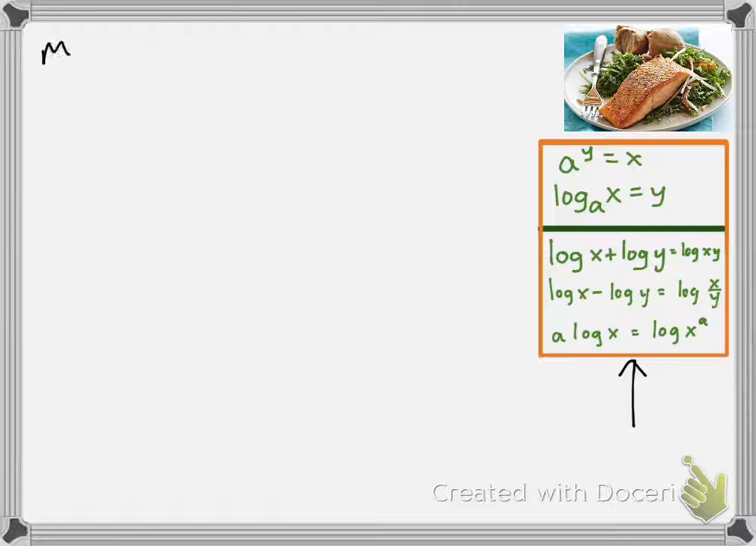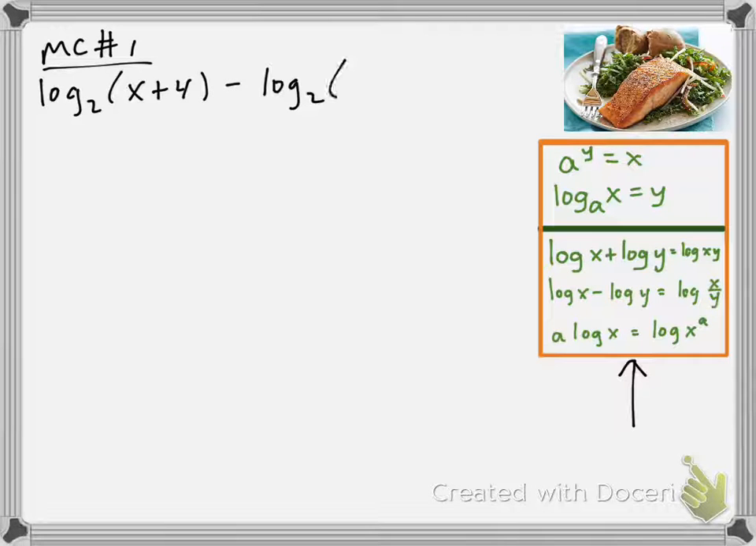So anyway, for the main course problem number 1, we have the log base 2 of x plus 4 minus the log base 2 of 2x minus 3 is equal to 4.